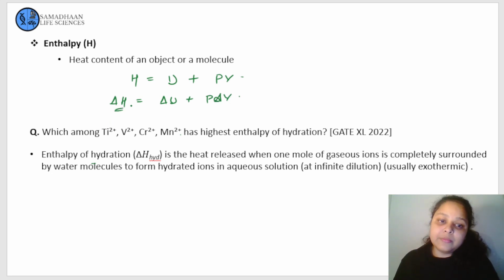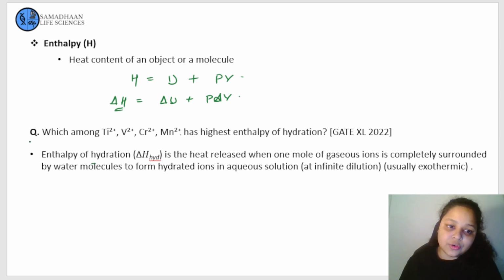This enthalpy change is enthalpy of product minus enthalpy of reactant, and we can express this enthalpy by different names. For example, if we are considering a chemical reaction, then the enthalpy change will be heat of reaction, or if we are considering formation of a specific product in a reaction, then we can consider the enthalpy as heat of formation.